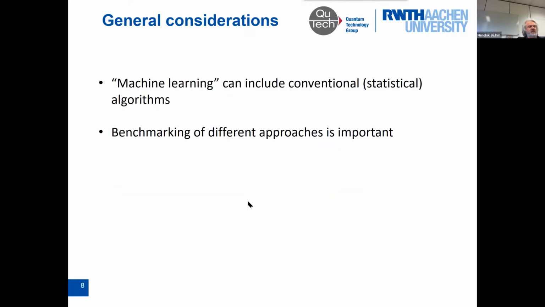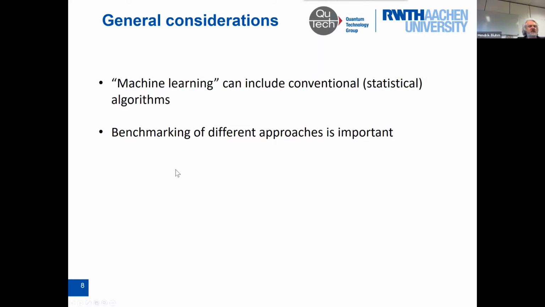So perhaps a few general considerations before I start. When thinking of machine learning, it's useful to also include conventional statistical or iterative algorithms. In the end, the decisive part is not so much to use machine learning, but to get our tuning jobs done, as is reflected in our question number 2. So I also take a somewhat holistic point of view here.